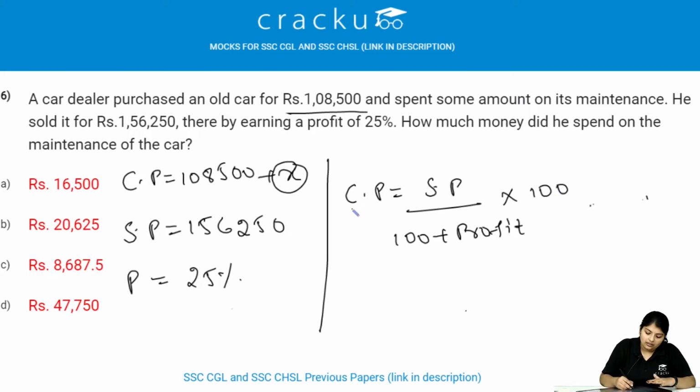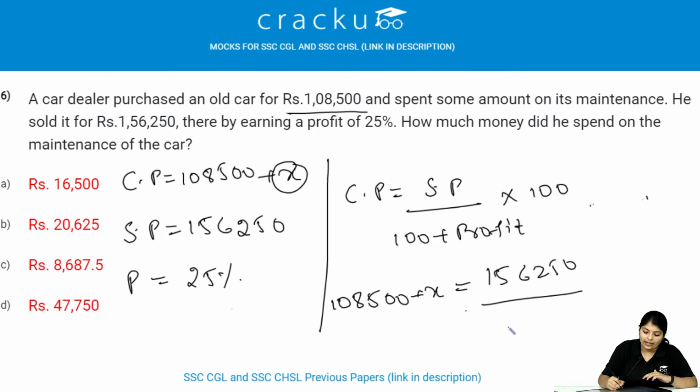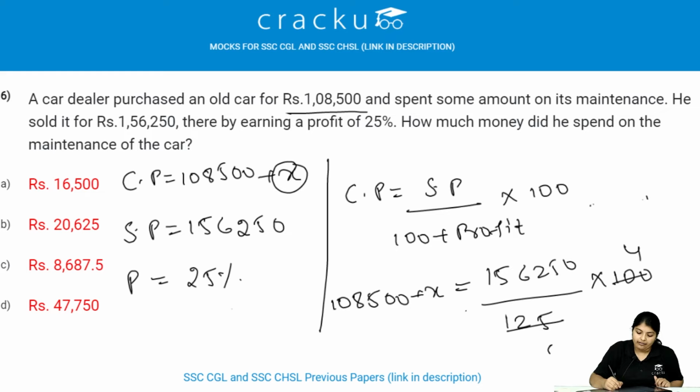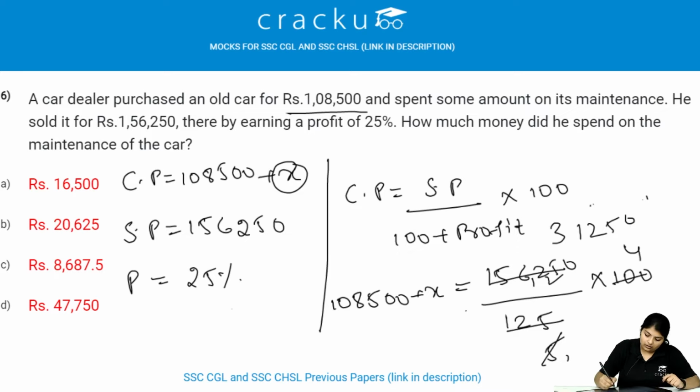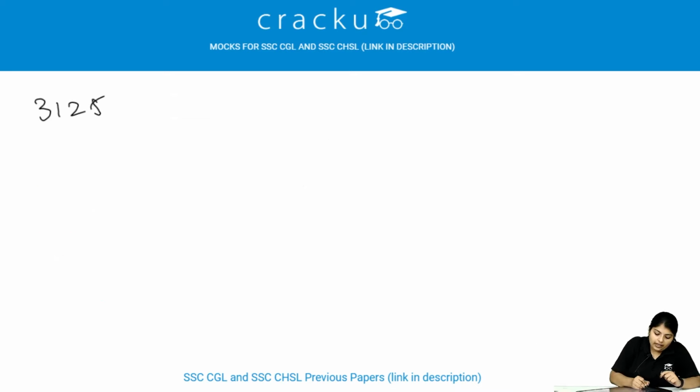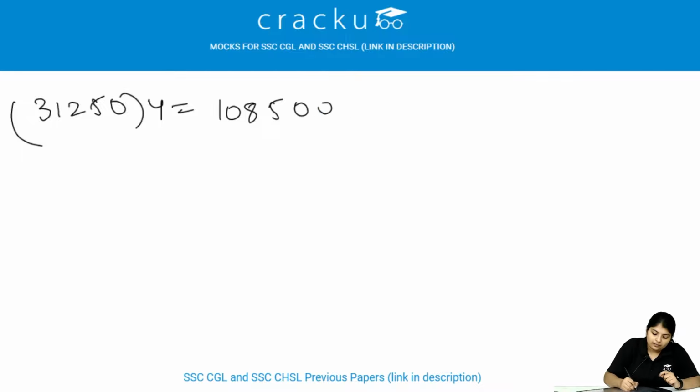So solving this, like CP is 108500 plus X is equals to 156250 by 125 into 100. 25 fours is 100, 25 fives is 125, 5 ones, 5 threes 15, 5 ones are 5, 5 twos 10, 31250 into 4. 31250 into 4 is equals to 1,08,500 plus X. X is the maintenance cost. This is what we have got till now.